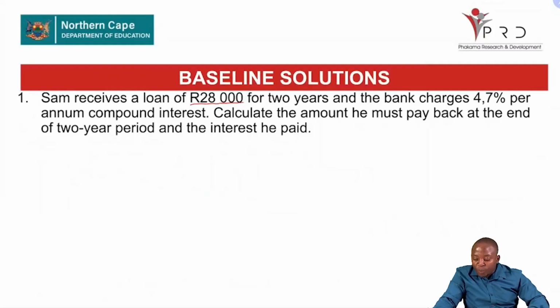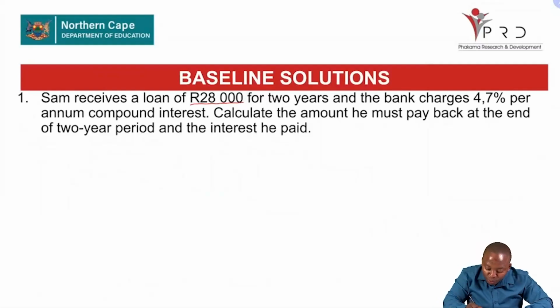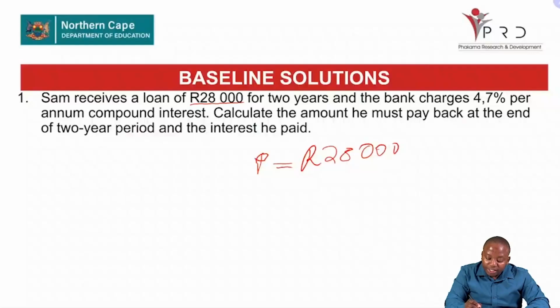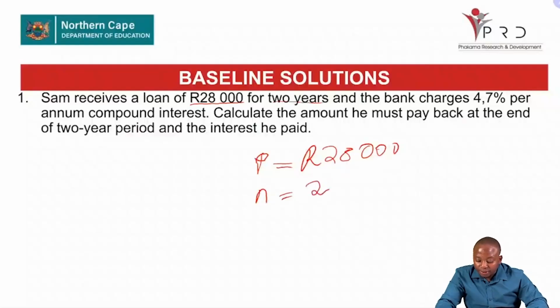If we can remember very well from our formula, if we receive the money immediately, it is present. So we call that a present value. So our present value in this question is the amount of 28,000 rands. It is present because we have received the money in the present. Now, we continue with the statement. It says for 2 years. The 2 years there, we refer to it as our period. So N is how much? It is 2.